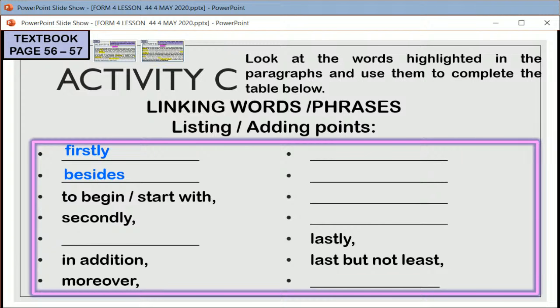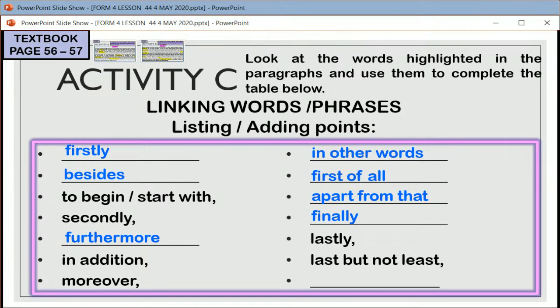Then you have to begin with. Secondly is like after firstly, secondly. Furthermore is to add points, right? Okay. In other words, is also trying to add points. First of all, is like firstly, okay. Apart from that is to add points. And you have finally, the last listing of the point, okay. And you also have also, which is to add points.